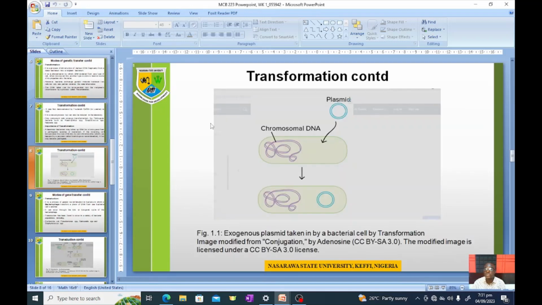If you look at the illustration on the structure, on the outside is a plasmid.